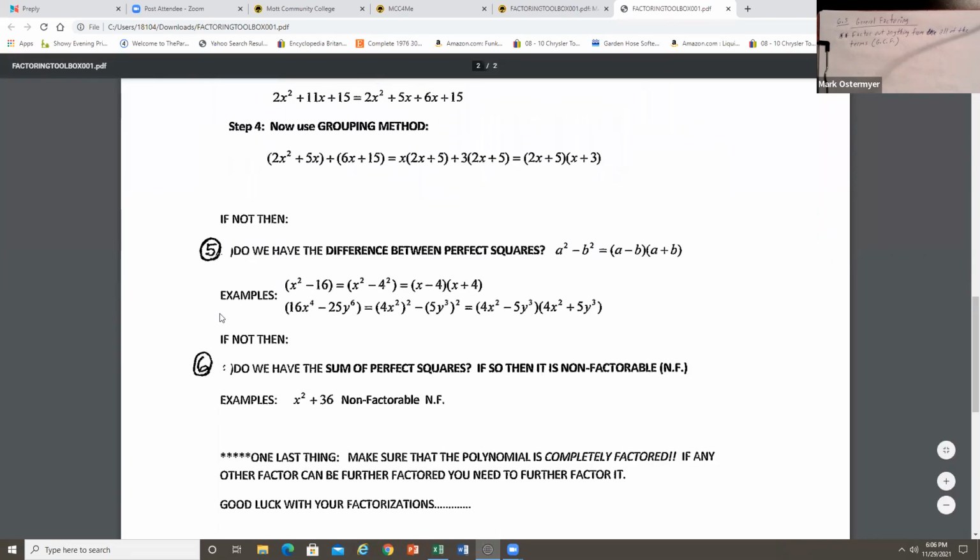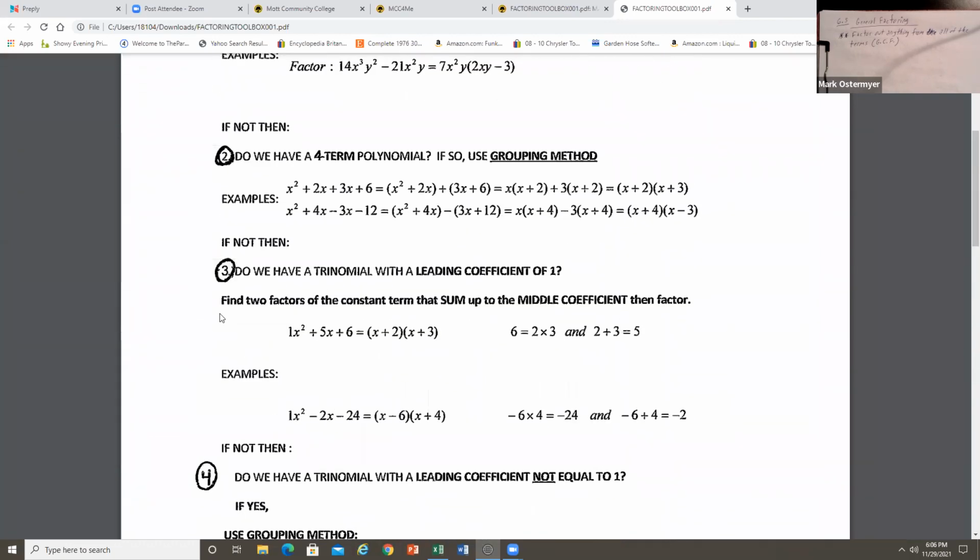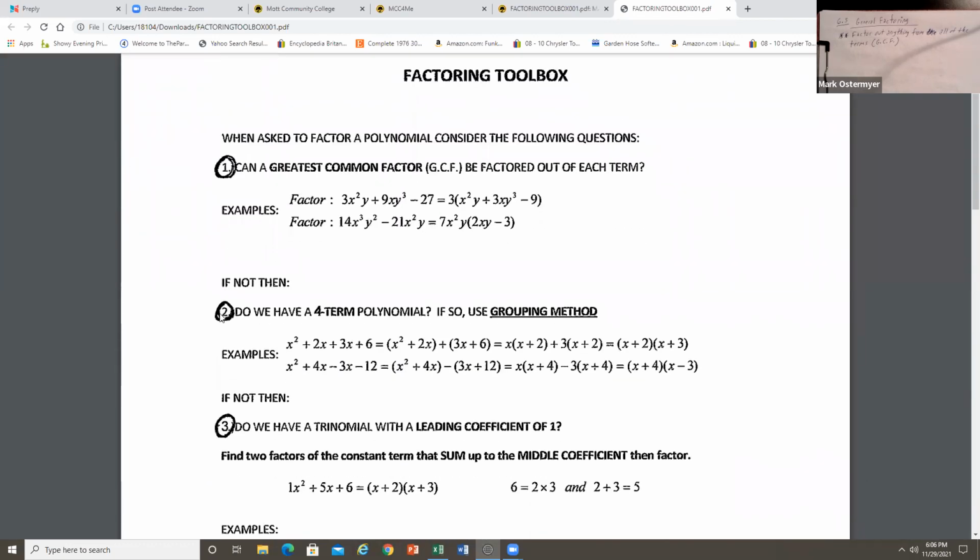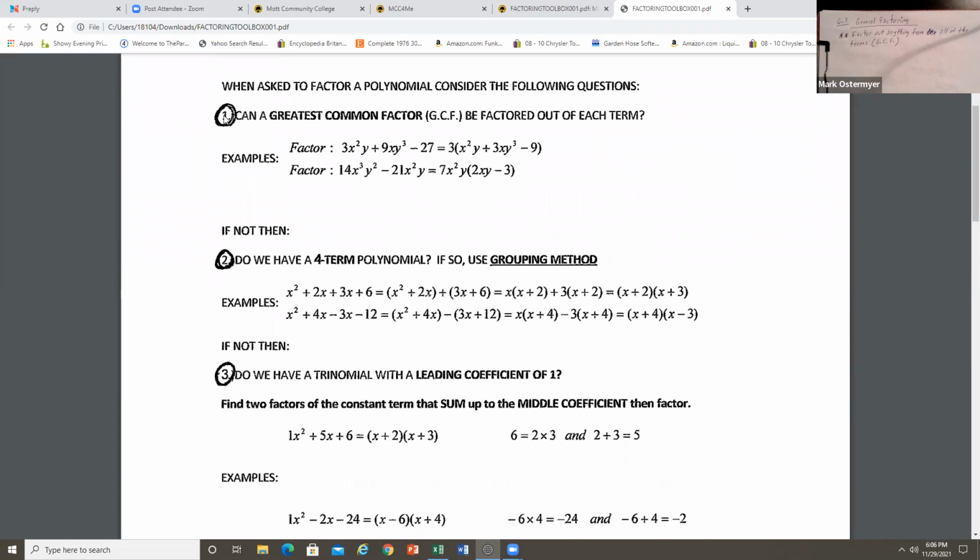Okay, so that's called the factoring toolbox. It helps to organize your thought process when factoring any sort of polynomial. Don't forget that first question you should always ask yourself: can I factor anything out of all the terms? Because if you can, you always do that first.